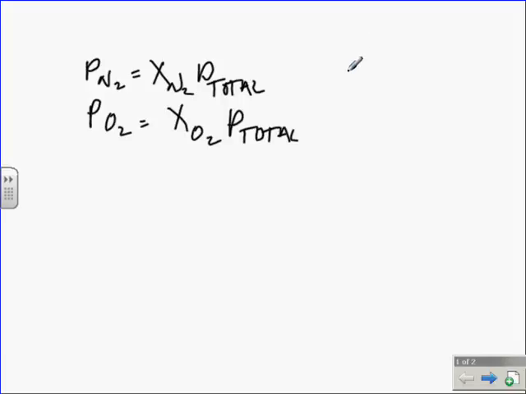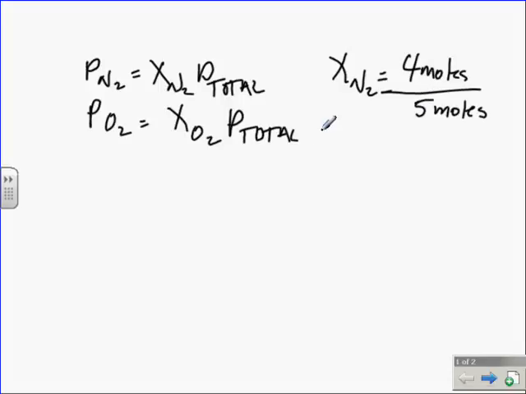So, we need to know the number of moles of nitrogen. We know that. We need to know the number of moles of oxygen. We know that, and we know what the total pressure is. So here we go. The mole fraction for nitrogen is equal to the 4 moles over the total number of moles for the mixture, which is 5 moles. Therefore, the mole fraction of nitrogen is equal to 0.8.